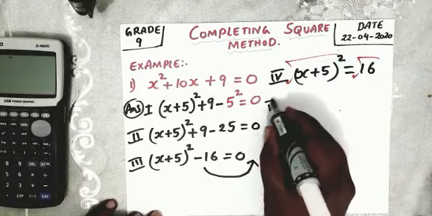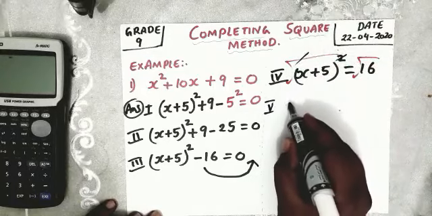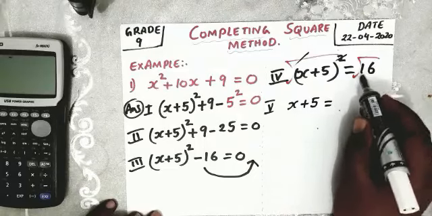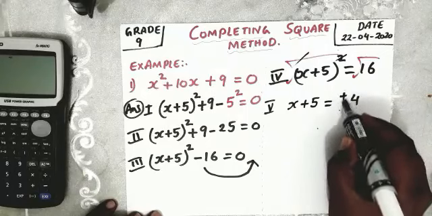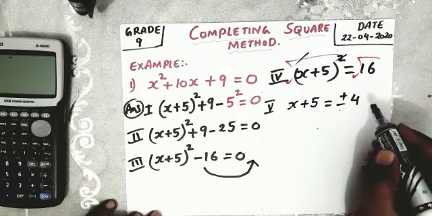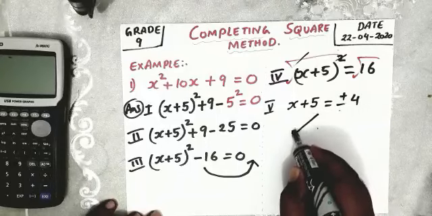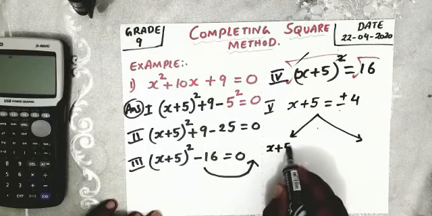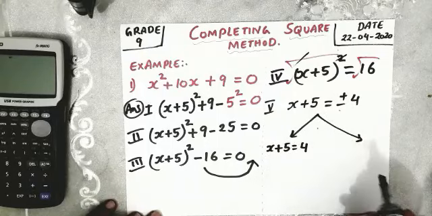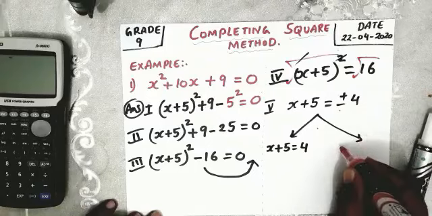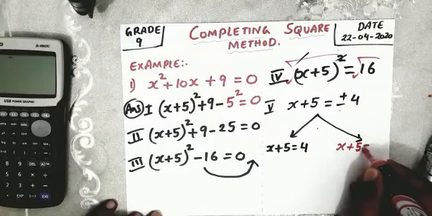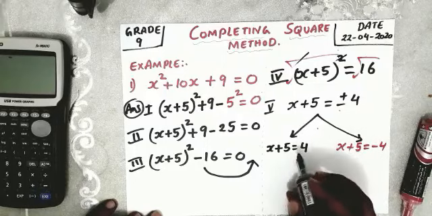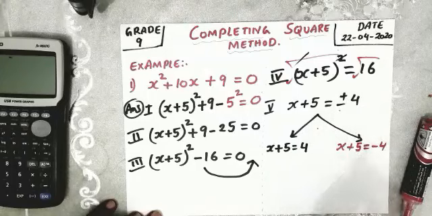So in our next step, the square and root will get cancelled. So we will have x plus 5 equal to square root of the constant. Square root of 16 is 4, but in two forms, plus and minus. So now to solve it, in the next step, we are going to take x plus 5 is positive 4 and x plus 5 is negative 4. Then solve them separately. One time I'm going to take positive 4, one time negative 4.